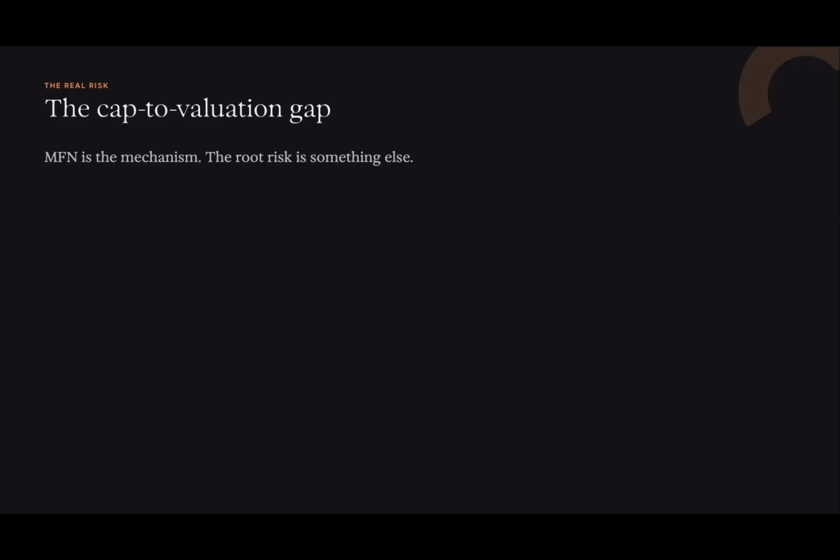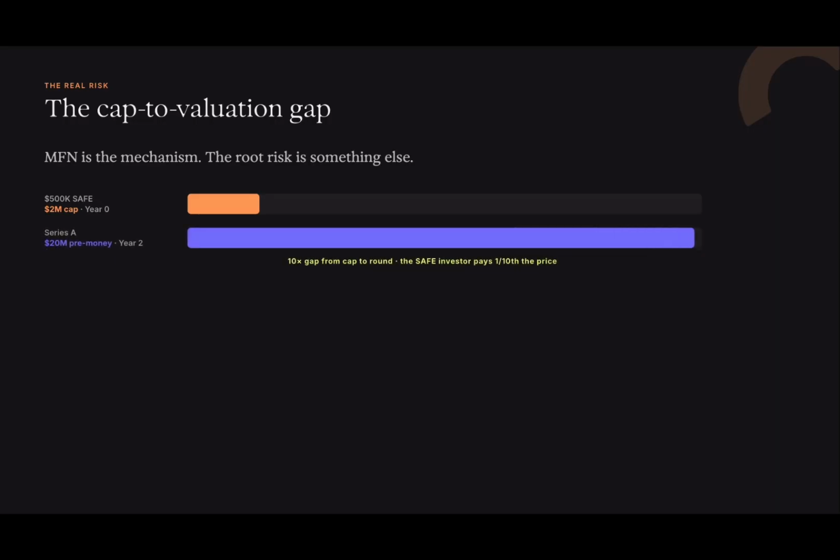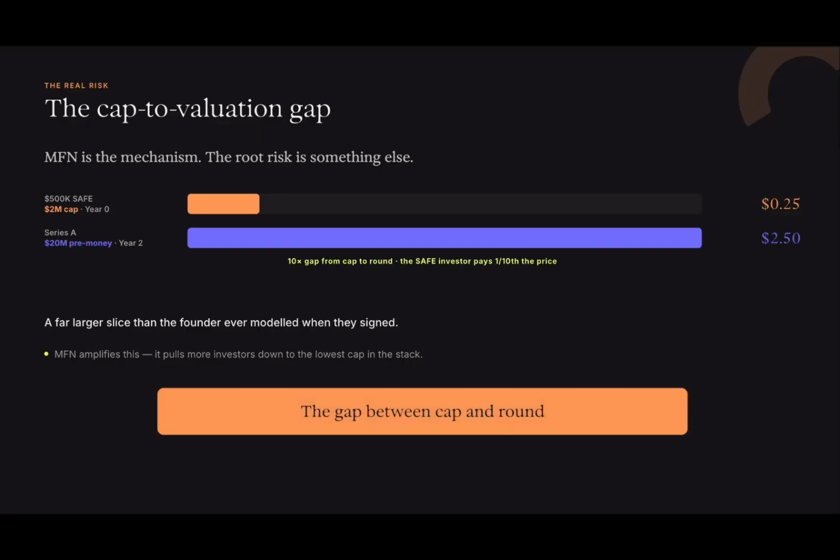Here's a concrete example. A founder issues a $500,000 safe at a $2 million cap. 2 years later, they close a Series A at $20 million pre-money. The Series A investors are paying $2.50 per share. The safe investor is converting at 25 cents, 1/10 of that price. The same $500,000 note ends up with a far larger slice of the company than the founder ever visualized when they signed it. The MFN clause amplifies this problem by pulling additional investors down to the lowest cap in the stack. But the root cause is always the gap between cap and round.